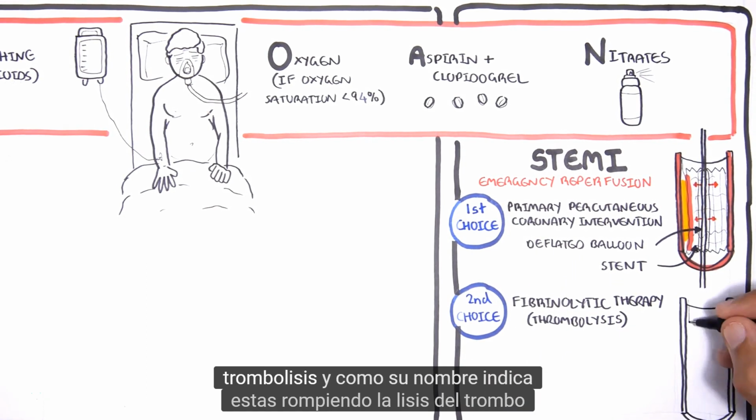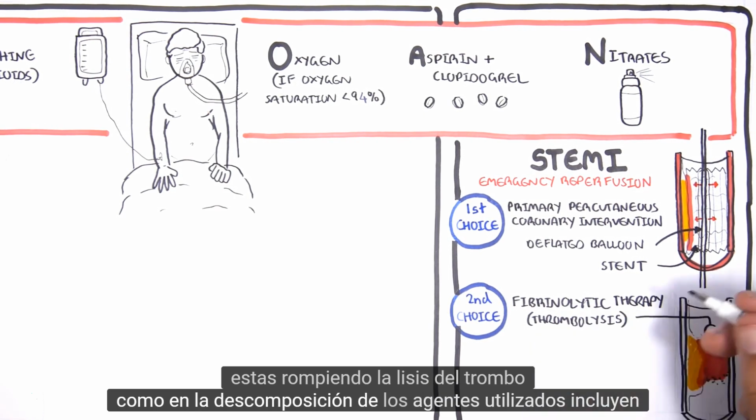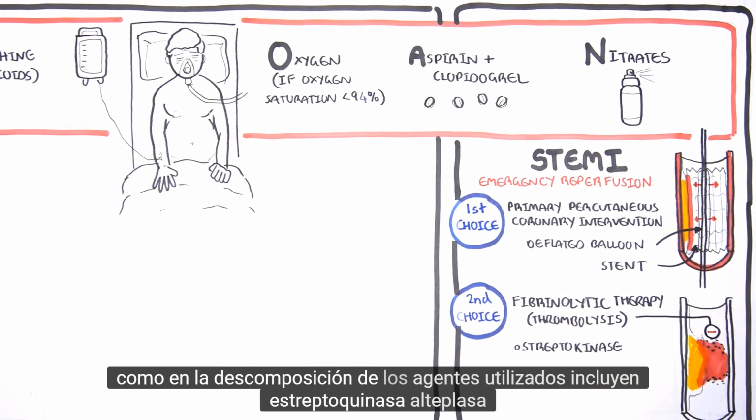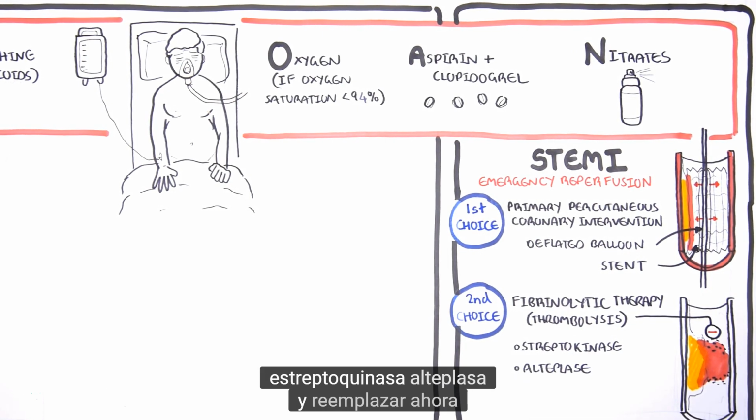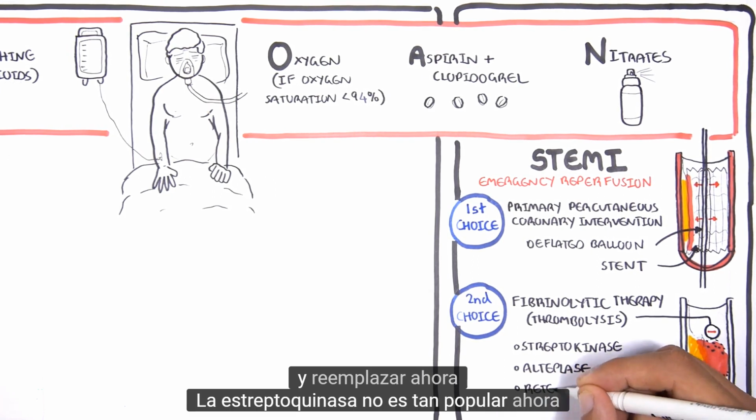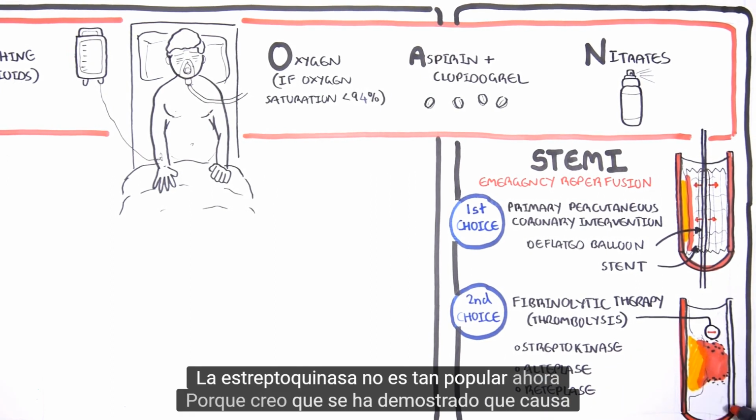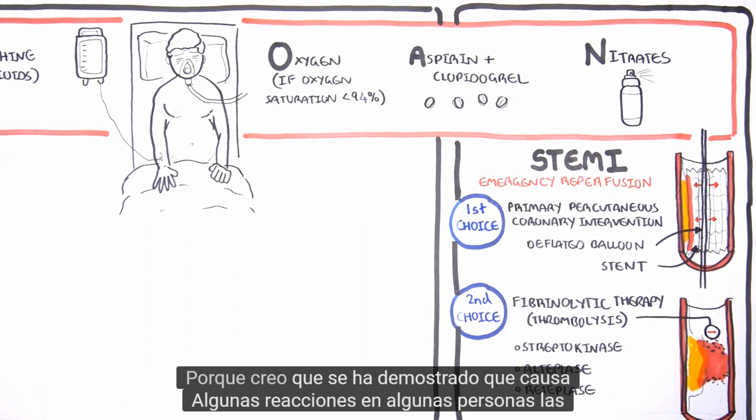And as the name suggests, you are breaking down the thrombus, lysis as in breaking down. Agents used include streptokinase, alteplase, and reteplase. Now, streptokinase is not as popular now because I think it's been shown to cause some reactions in some people.